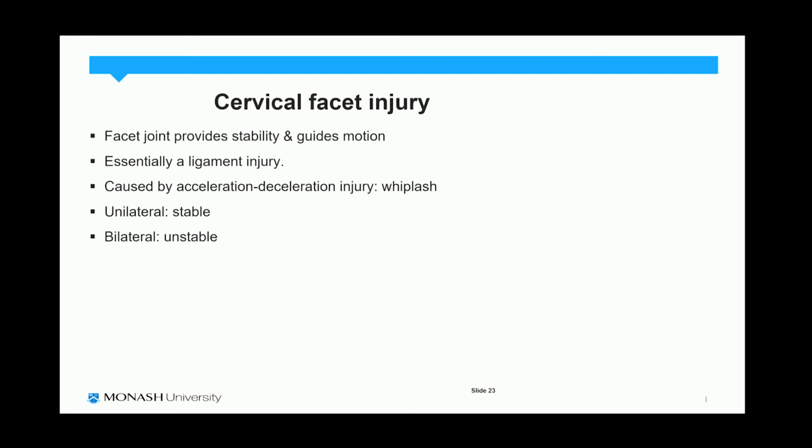The facet joints provide stability and guide motion. We have 2 facet joint ligaments, and if these are injured, it can result in either a stable or unstable facet joint injury. This is caused by a typical whiplash type of injury through acceleration and deceleration. If it's unilateral, then it's stable, and if both of the facet joint ligaments are injured, it results in instability.